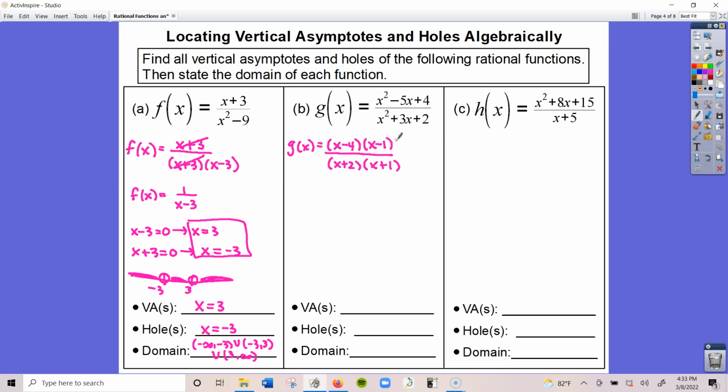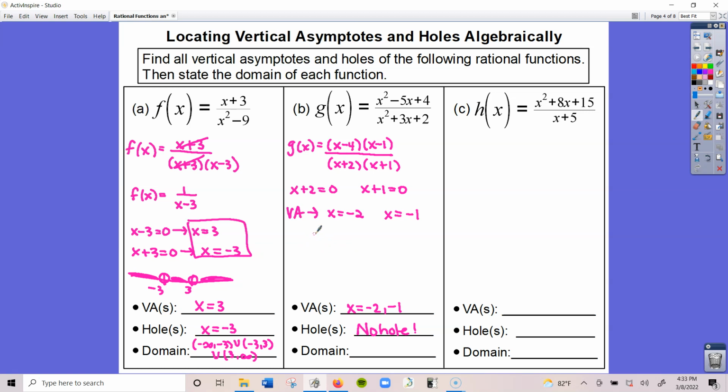Nothing ended up canceling. So if nothing cancels, that means that there are no common factors. There is no hole. Just because I have a space does not necessarily mean you're going to have a hole. So you have to keep that in mind. But we do have two vertical asymptotes then, because I have two factors left in the denominator. So I'm going to set x plus 2 equal to 0 and x plus 1 equal to 0. And I have my vertical asymptotes at x is equal to negative 2 and here at x is equal to negative 1.